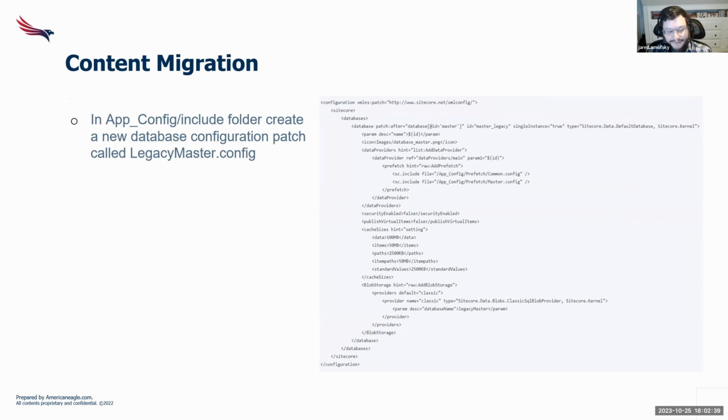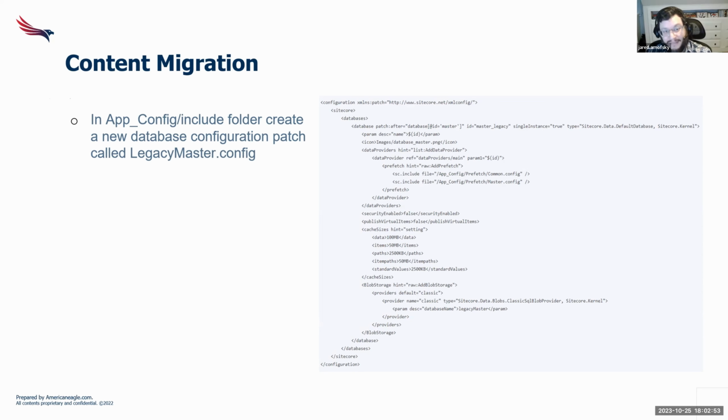And then again, this is for those of you who have been doing Sitecore for a long time. I just added in my app config include in my platform project a new database config patch called legacy master config, just out of the box, and hooked it up to that database. And then now that database shows up as a target in my local XM Cloud Docker environment.